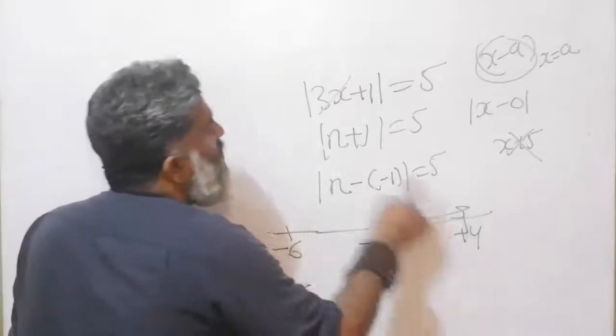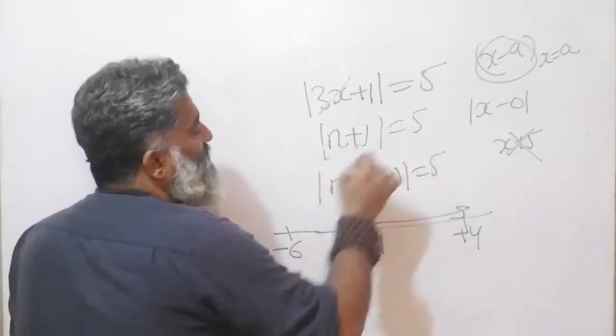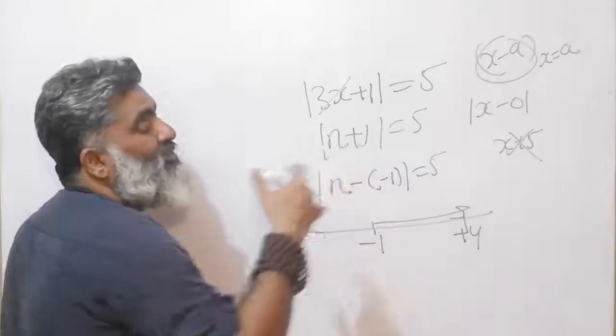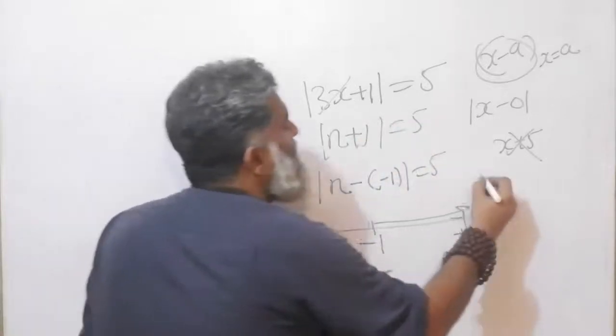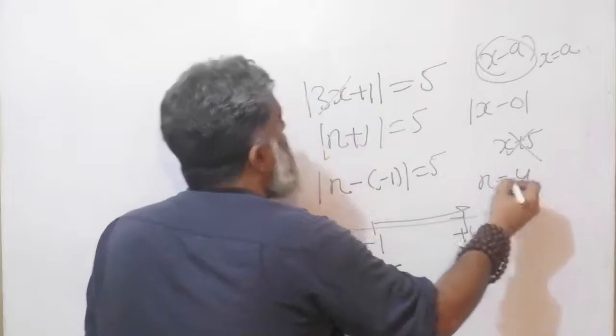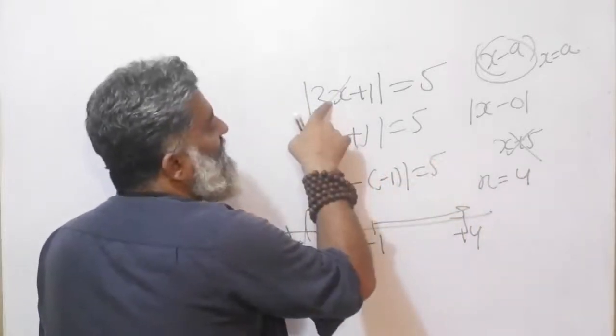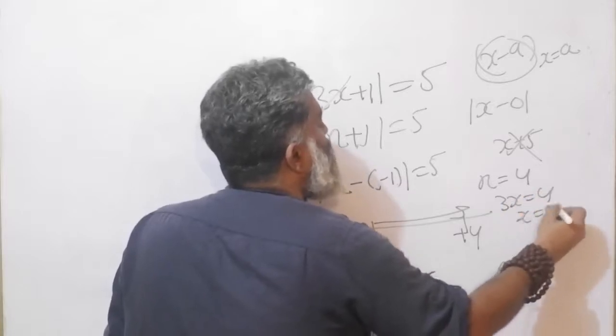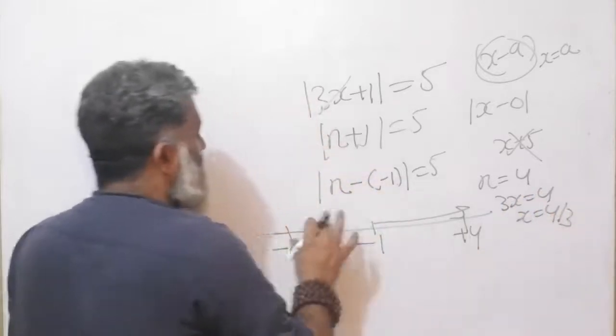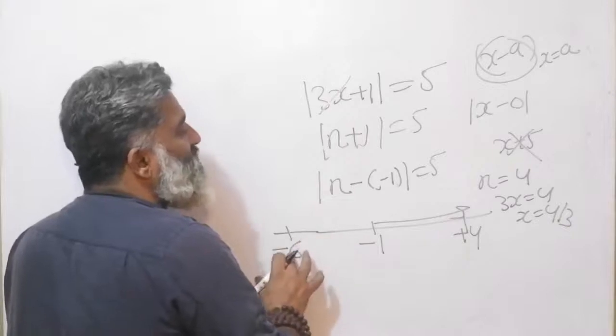Check for yourself. 4 plus 1, 5, will give you a 5. Minus 6 plus 1 will give you a minus 5. Mod of that will give you a 5 and you're sorted. So your n is equal to 4. But your n itself was 3x, right? So 3x is equal to 4. So x is equal to 4 by 3. The other story was that n is equal to minus 6.